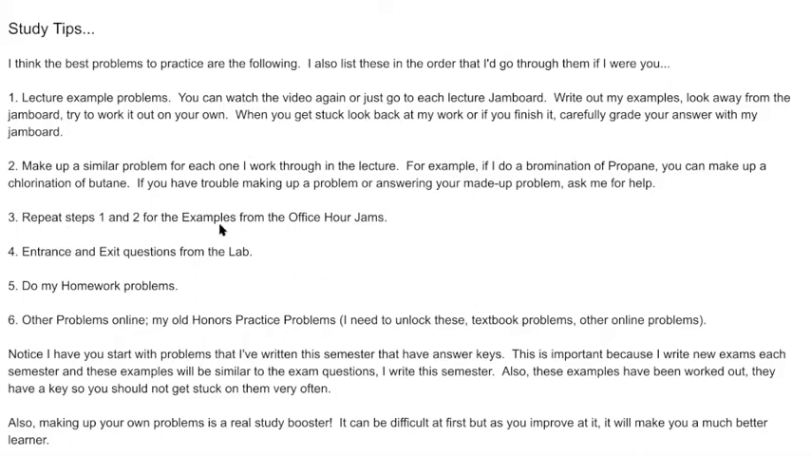All right, so then repeat these steps. Practice the problems already worked out, and then make up your own. Do that for office hour jams, because on the office hour jams I got a lot of practice problems. And even better, actually, the best problems to do are to come to office hours and do them in front of me, because then I can help you right away. And then entrance and exit questions are good to work on. And then after you've done this, you're pretty good with the material. That's when you do the homework.